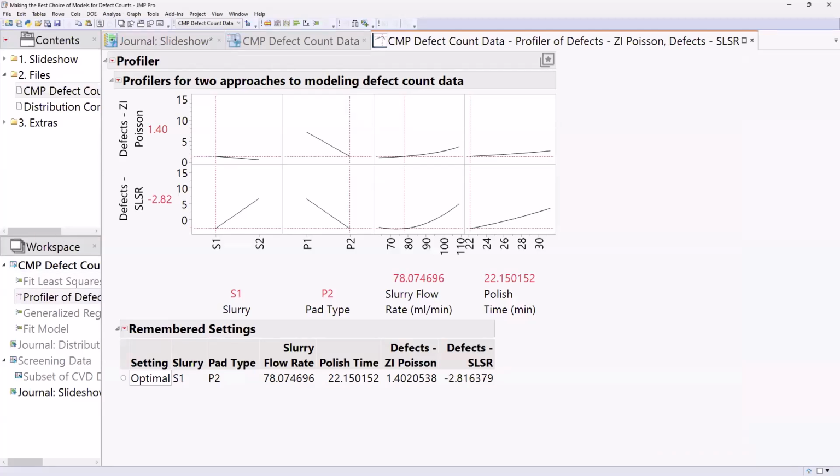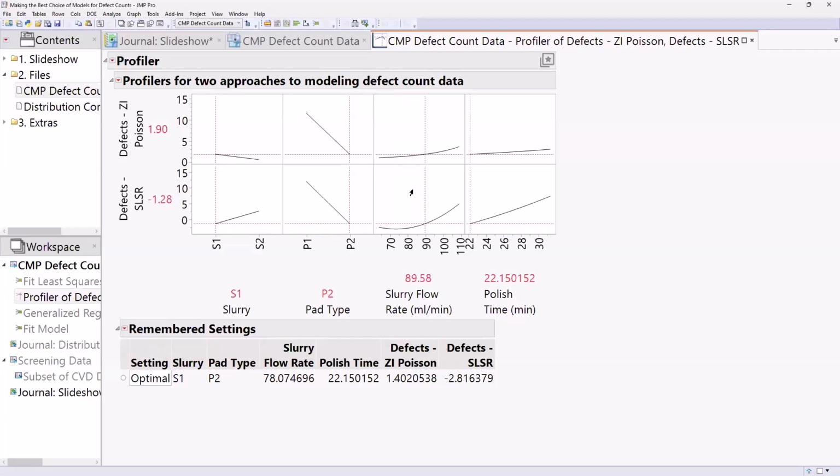All right, so we will explore today approaches that will lead to useful models like the profiler on top, and learn to avoid approaches that give us inaccurate results like the profiler on the bottom, where the statistical model is predicting a negative average defect count. That just does not make sense. And for those of you who are brand new to the prediction profiler, it's a visualization of the statistical model or the equation that we developed from our data.